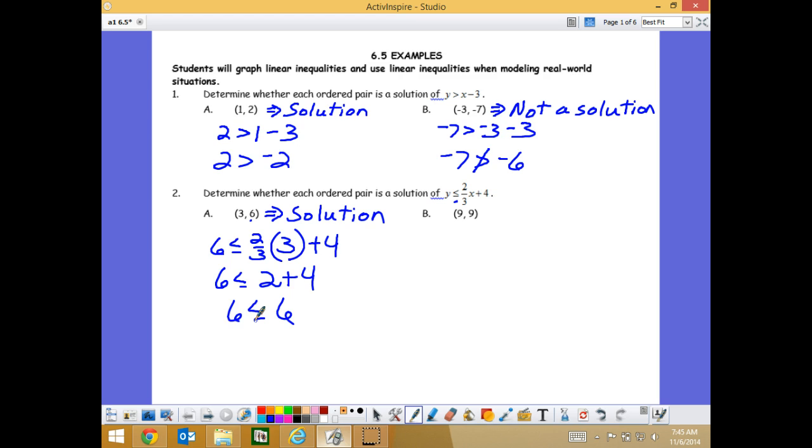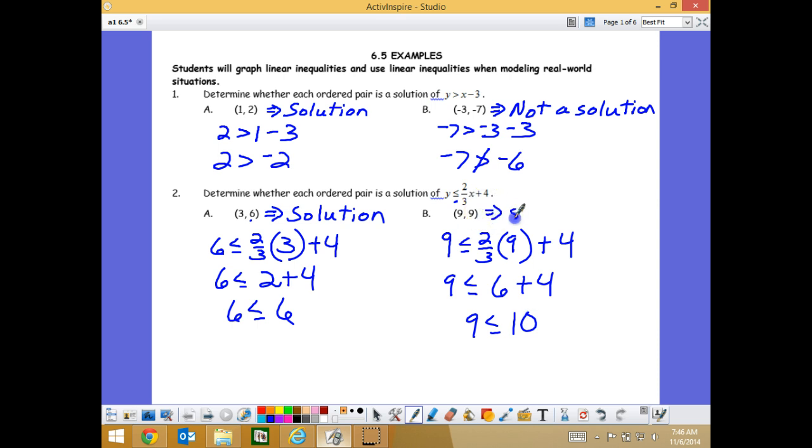Doing the same thing for the second piece, y coordinate in for y, is that less than or equal to 2/3 times the x coordinate, which is also 9, plus 4? Simplifying that right side, we end up with 18/3 or 6 plus 4. Is 9 less than or equal to 10? The answer is yes. So that is also a solution to that inequality.